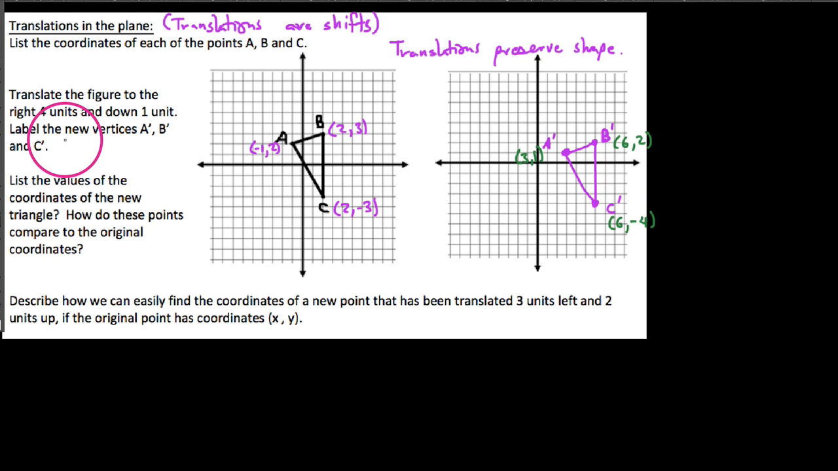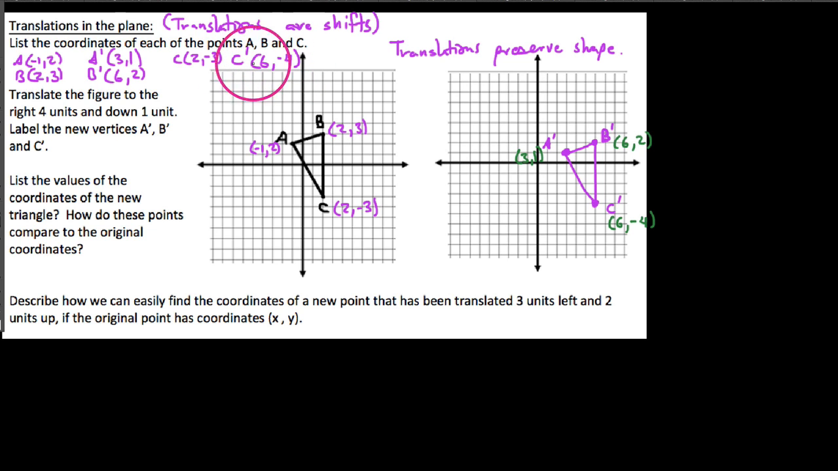So we're going to list these as well, and how about we do it this way. A was -1, 2. A prime is 3, 1. B is 2, 3. B prime is 6, 2. And then we'll do C over here. C is 2, -3, and C prime looks like 6, -4.